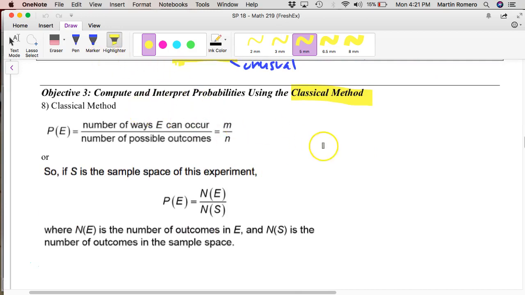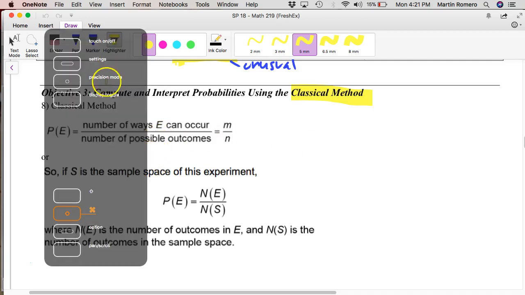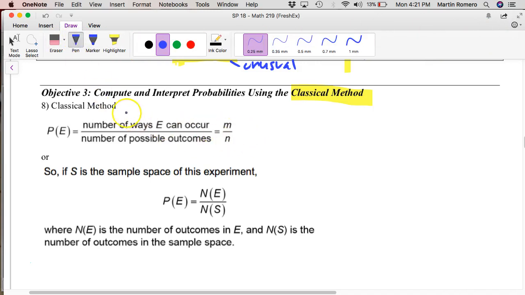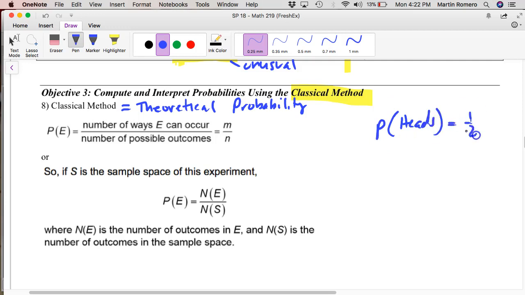The classical method is the more traditional way we do probability. Just in case you're looking at other places for help, another word for classical that you may see is theoretical probability. That is just the number of ways we know an event can occur divided by the total number of outcomes. For example, the probability of flipping a coin and getting a heads is equal to 1/2. There's one way to do it out of two total ways. That's the traditional way.